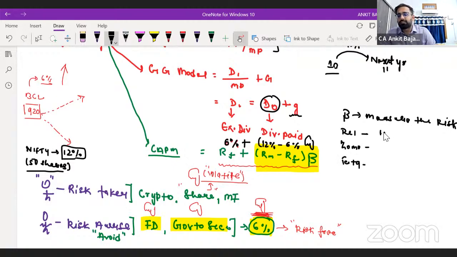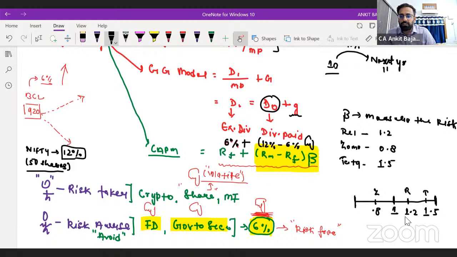Let's suppose the beta of Reliance is 1.2, right? Let's suppose the beta of Zomato is 0.8, right? Let's suppose the beta of Tata is 1.5. Right. Now I will explain what beta is here. The center point of beta is going to be 1, right? Here, the beta of Zomato is 0.8, the beta of Reliance is 1.2, and the beta of Tata is 1.5.